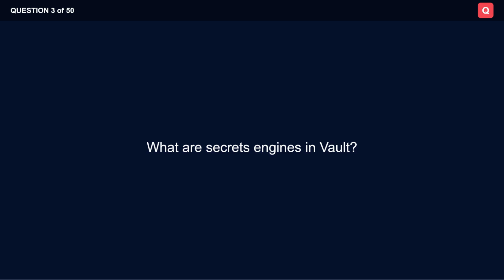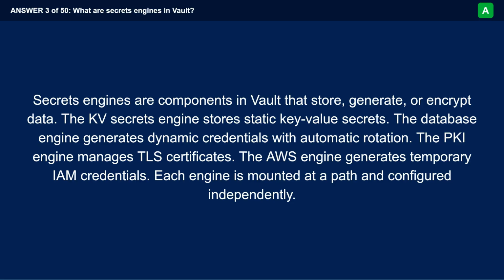What are secrets engines in Vault? Secrets engines are components in Vault that store, generate, or encrypt data. The KV Secrets engine stores static key-value secrets. The database engine generates dynamic credentials with automatic rotation. The PKI engine manages TLS certificates. The AWS engine generates temporary IAM credentials. Each engine is mounted at a path and configured independently.